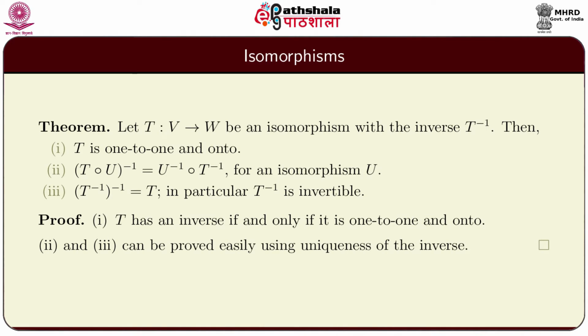So, all we have to do is consider this candidate U inverse circle T inverse and then compose it with T circle U and show that it is the identity operator. And similarly, for the third statement, we consider T inverse composed with T and show that it is the identity operator in both the directions, and that proves this theorem.